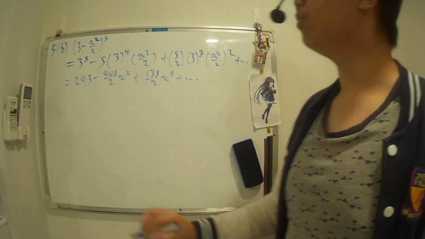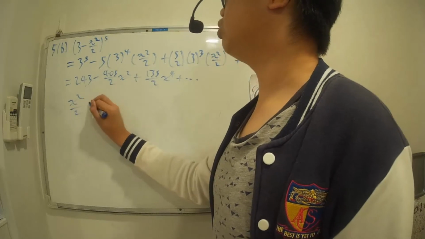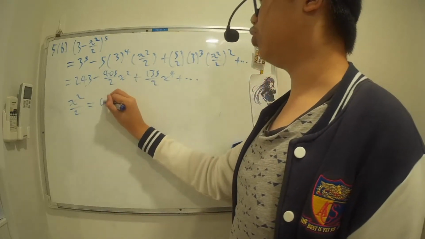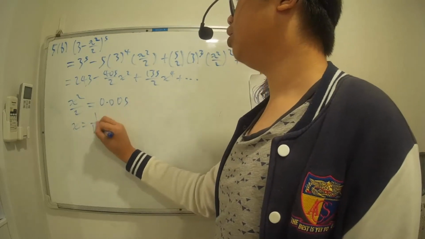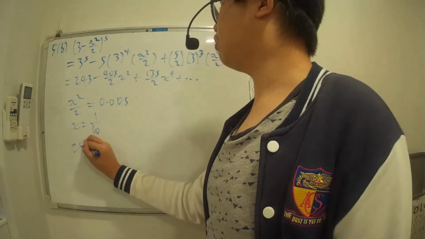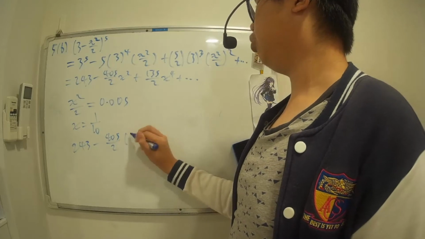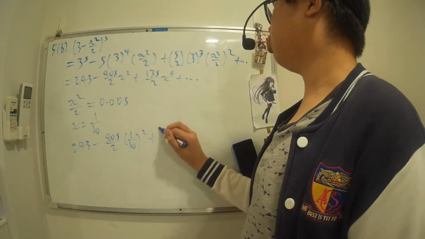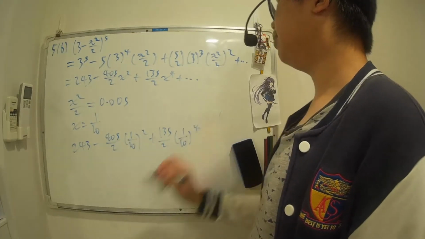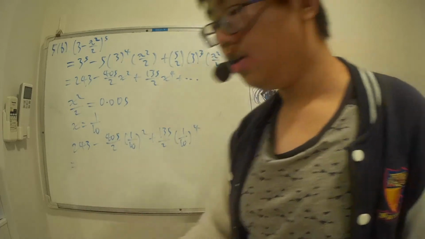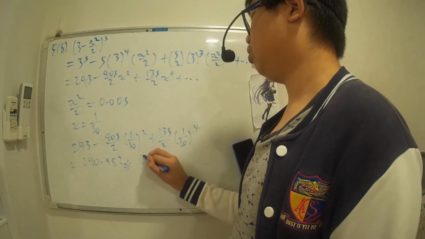Okay, so then we work out 2.995. First of all, we must put x squared over 2 equal to 0.005. Then x squared is 0.01, x is 1 over 10. So sub this in: 243 minus 405 over 2 times (1 over 10) squared, plus 135 over 2 times (1 over 10) to the fourth power. Press the calculator, and you will get, to 3 dp, 240.982.